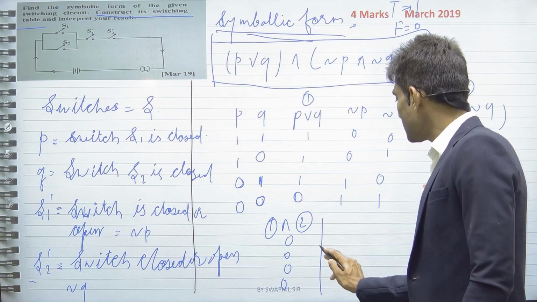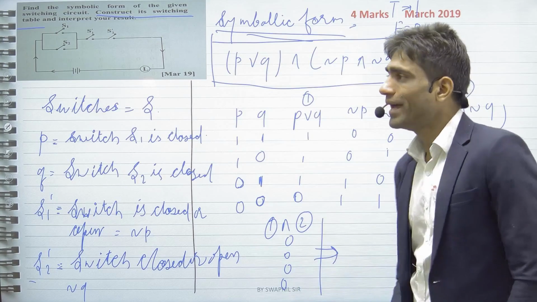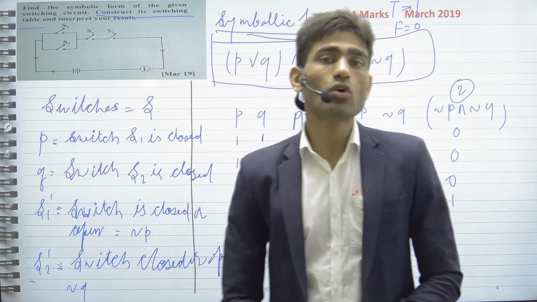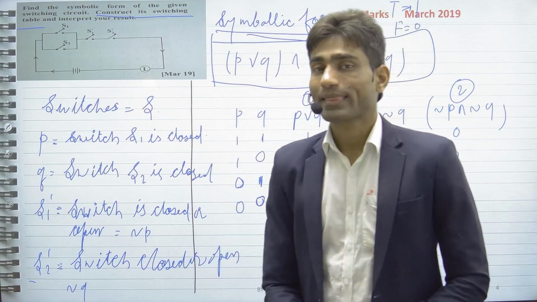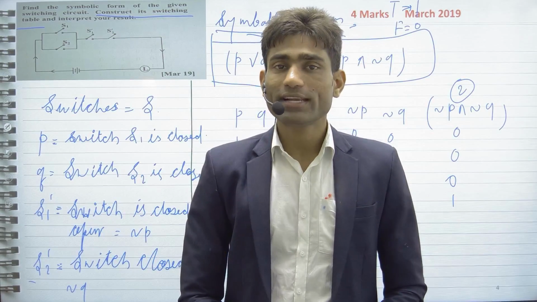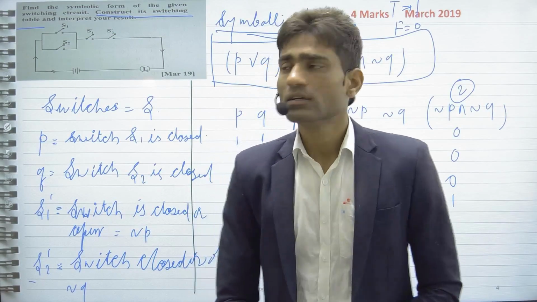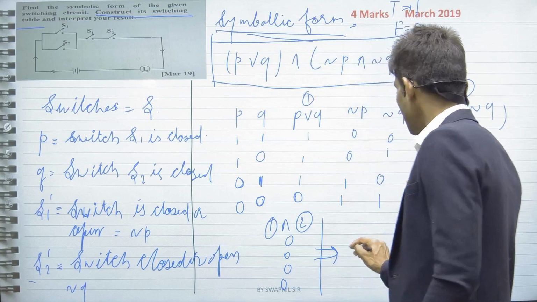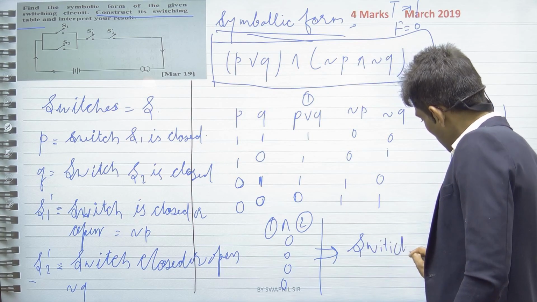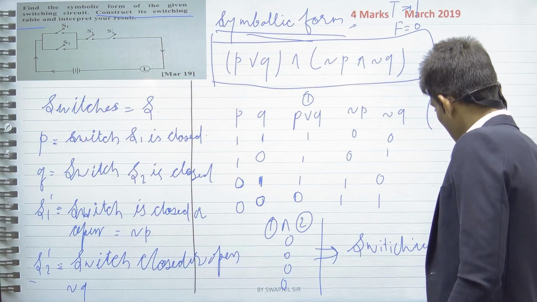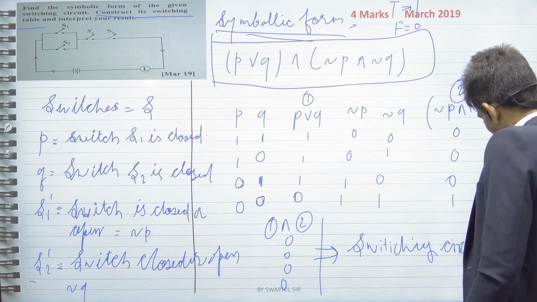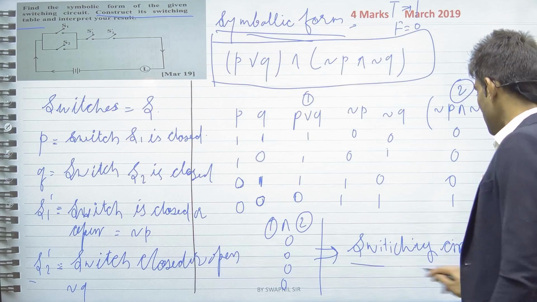Now we can say that if all values of the circuits represent 0, that means the falsy value, that means our switching circuit is off, or it is not currently flowing the current. Okay, so the switching circuit is off.